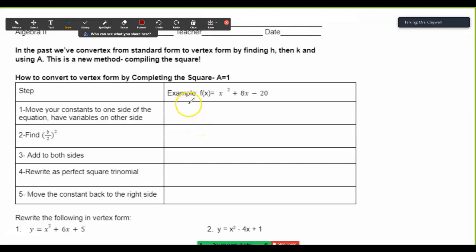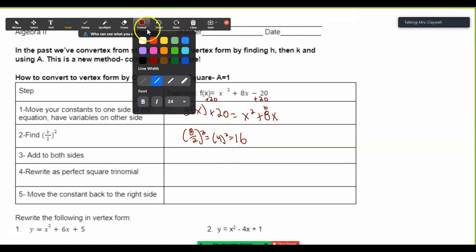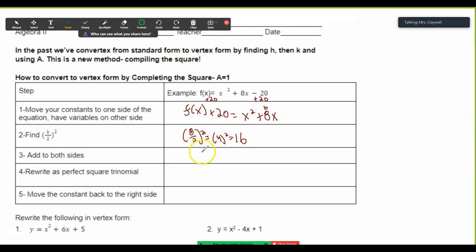So our first step is to move the constants to the other side of the equation, so that our constant is our 20. Then I'm going to find b over 2 squared. This is my b. And then I'm going to add 16 to both sides.